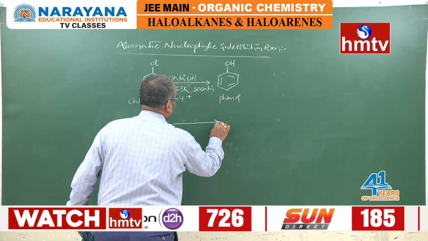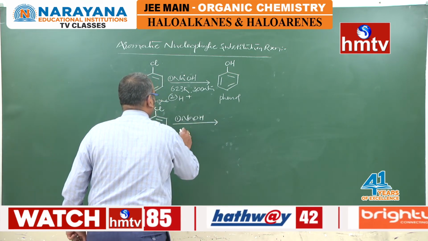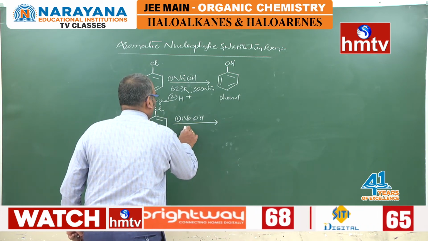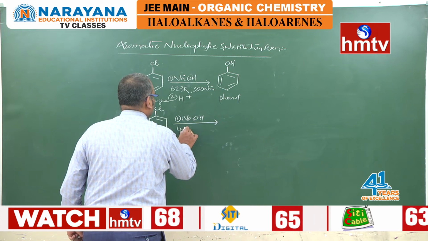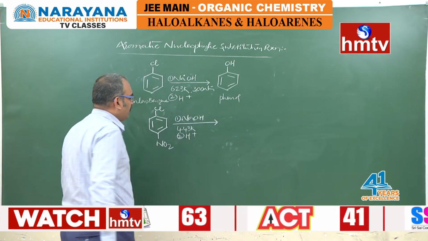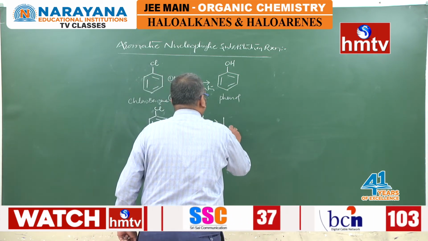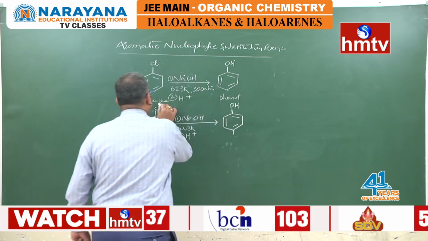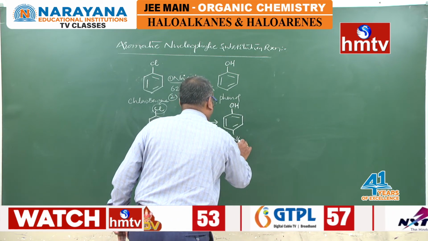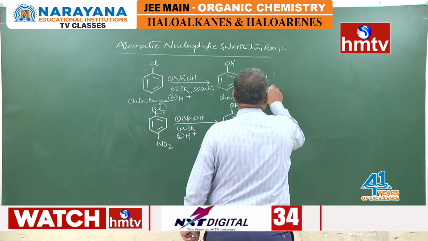For para nitrochlorobenzene, if you add NaOH, the introduction of the electron withdrawing group will make the temperature condition 443 Kelvin. The temperature is eased up, pressure is also eased, and proton is added to give para nitrophenol. Cl is replaced with OH, giving para nitrophenol. Now I will introduce one more NO2 group.